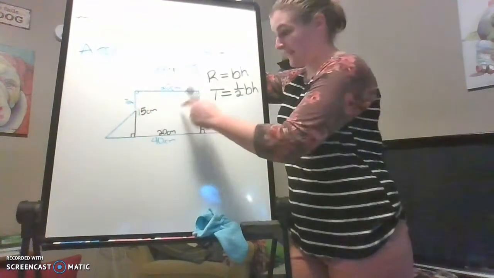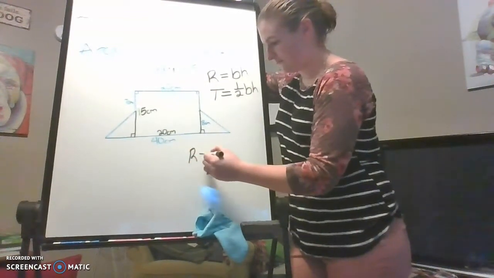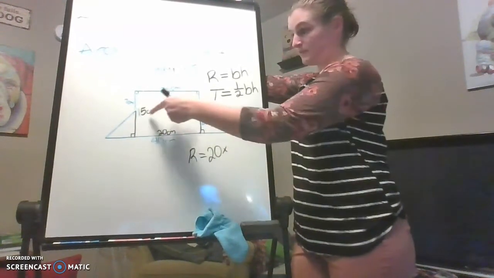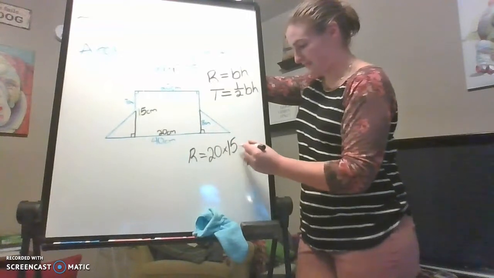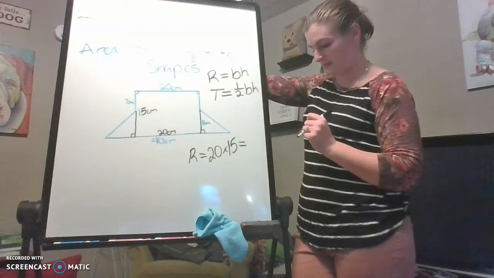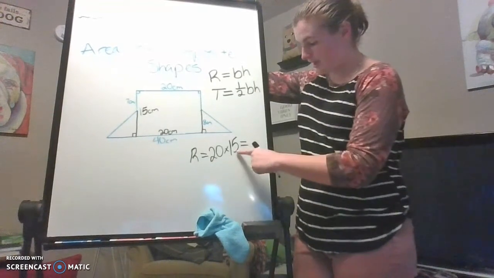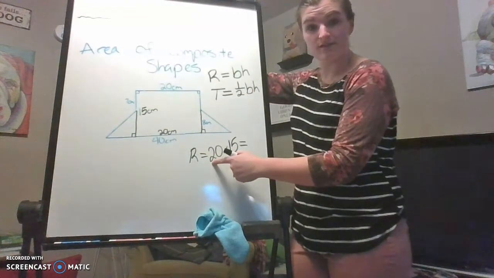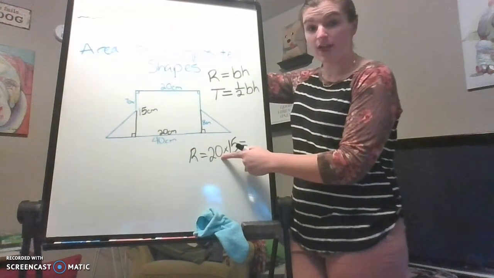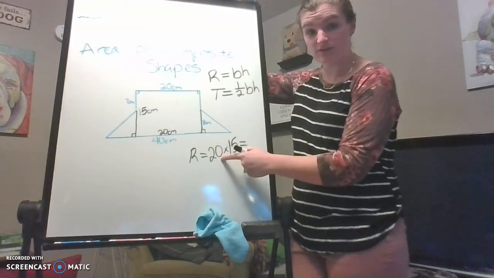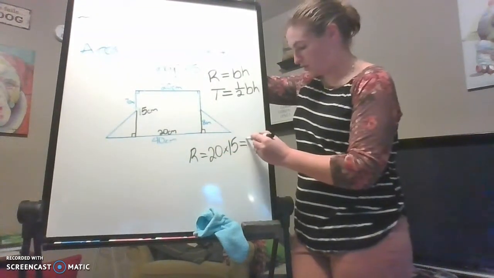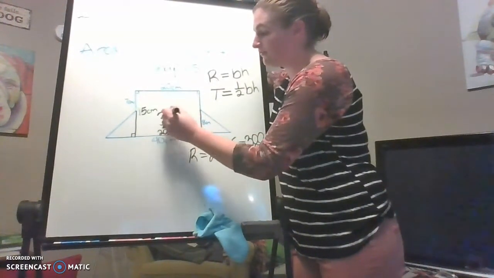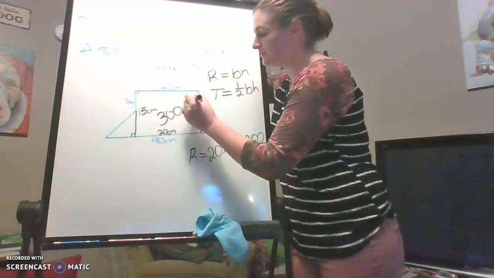So base times height, in here, the area of the rectangle is going to be 20, because that's my base, times 15, because that's my height. So let's do 15 times 20. Well, I know 15 times 2 is 30, and times 10, right, there's the 0 on the back there, would be 300. So 300. So the area inside this is going to be 300 centimeters squared.